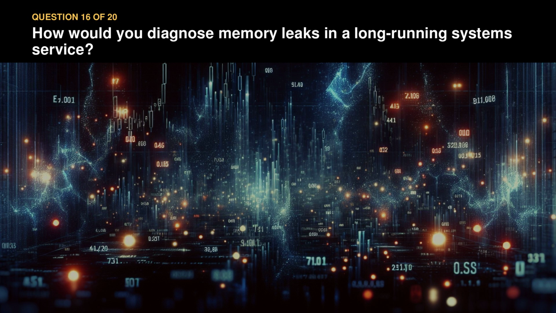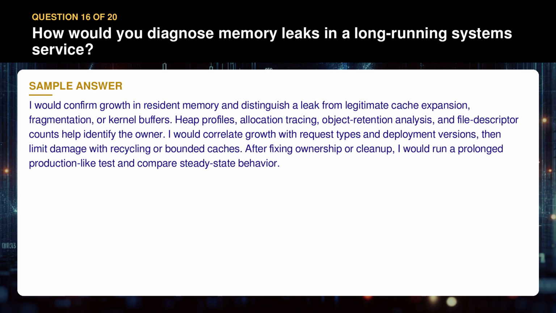Question 16. How would you diagnose memory leaks in a long-running systems service? I would confirm growth in resident memory and distinguish a leak from legitimate cache expansion, fragmentation, or kernel buffers. Heap profiles, allocation tracing, object retention analysis, and file descriptor counts help identify the owner. I would correlate growth with request types and deployment versions, then limit damage with recycling or bounded caches. After fixing ownership or cleanup, I would run a prolonged production-like test and compare steady-state behavior.